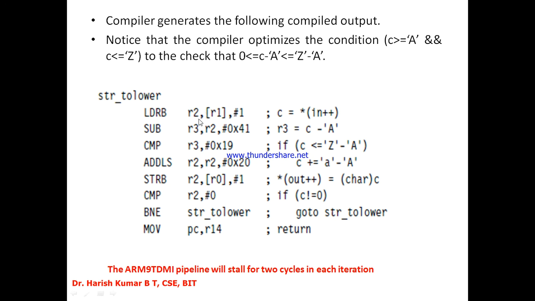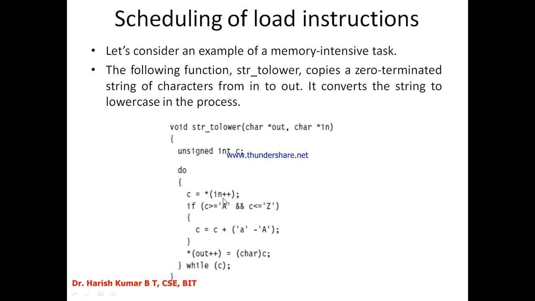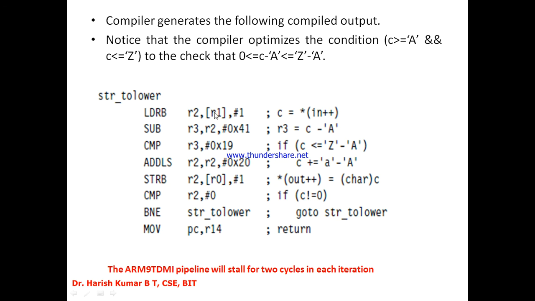Now R1 is holding the address of your source string, and here in was the pointer. From there I load the first character to R2, and this is post increment, and then subtract. Now this logic, c greater than or equal to a and c less than or equal to z, is implemented using 0 less than or equal to c minus a less than or equal to z minus a.